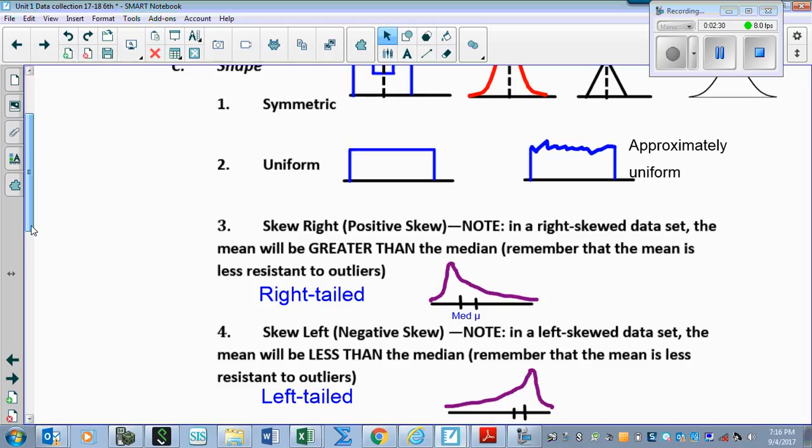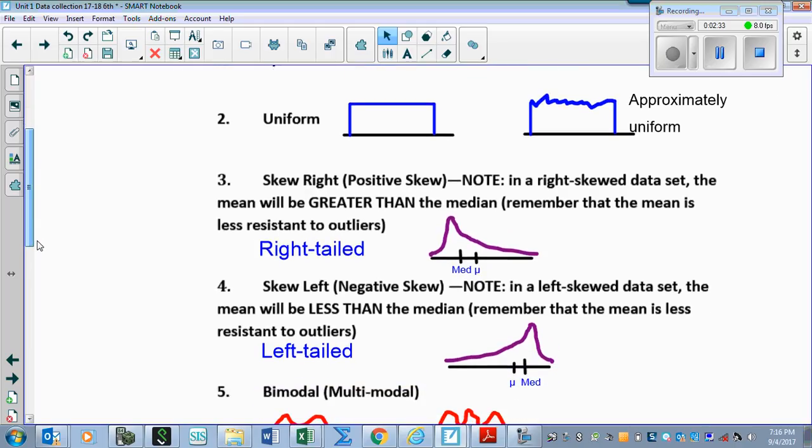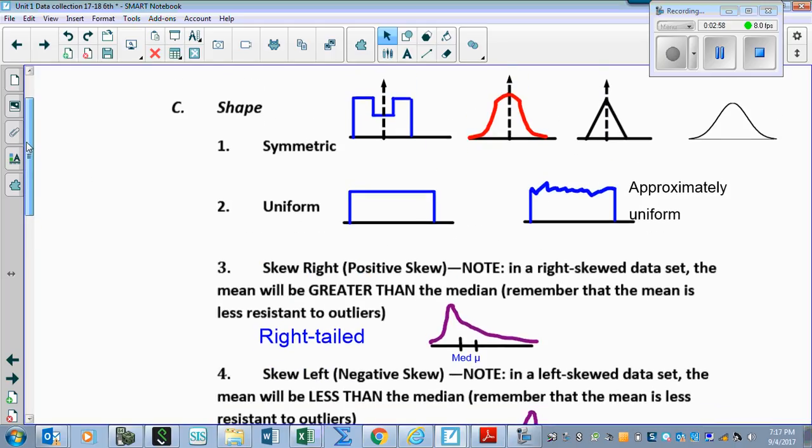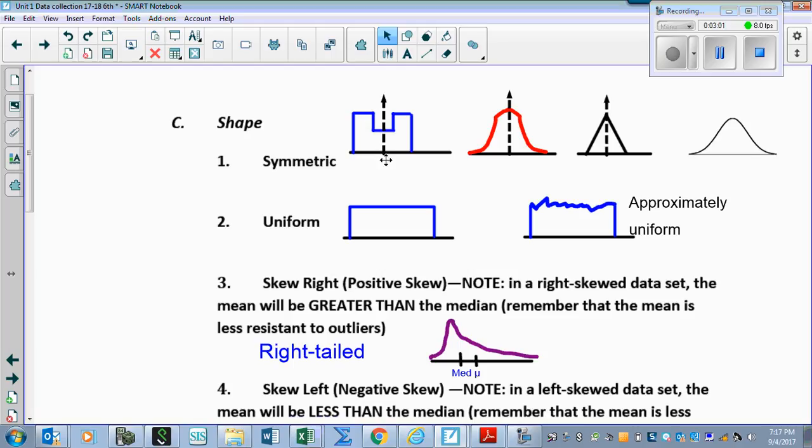We also have skewed distributions, or tailed distributions. A right-skewed distribution, we say it's skewed positively, and we call it right-tailed because it's got a tail on the right side. We talked earlier that the mean is less resistant to outliers than the median. So in a symmetric distribution, the mean and the median are right here on the spine, at the same point.